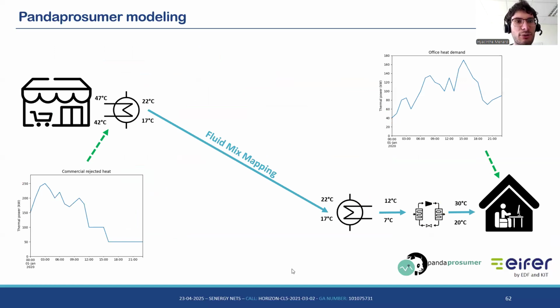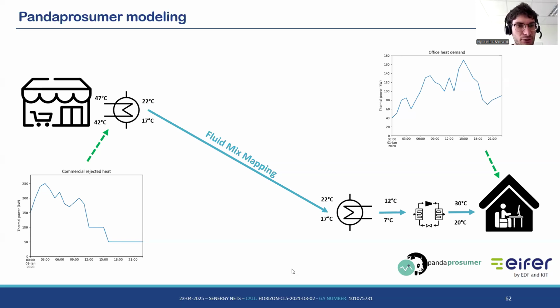So I will create a very simplified model of the system within pandaprosumer. I will not go into the details of all the pandaprosumer models that are available and that I will use here, but you can find the details and the sources that we use to implement them in the documentation that is available. The link is in the GitHub of pandaprosumer.